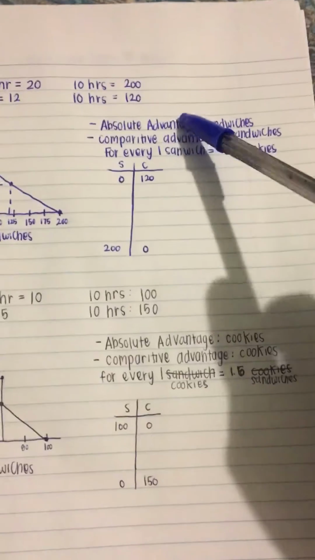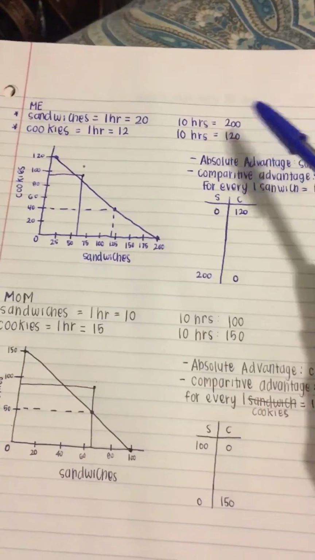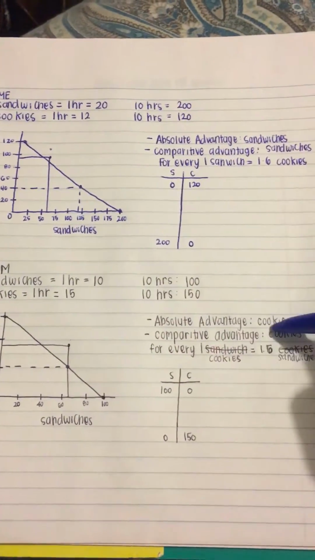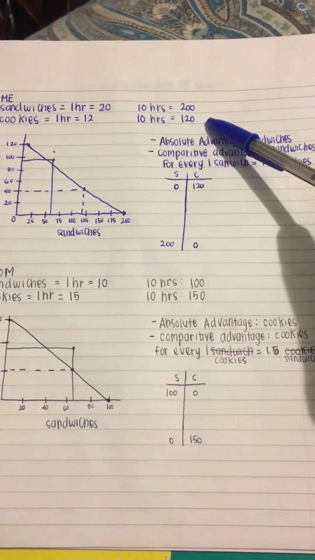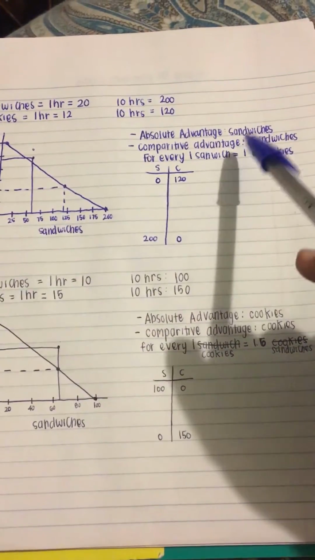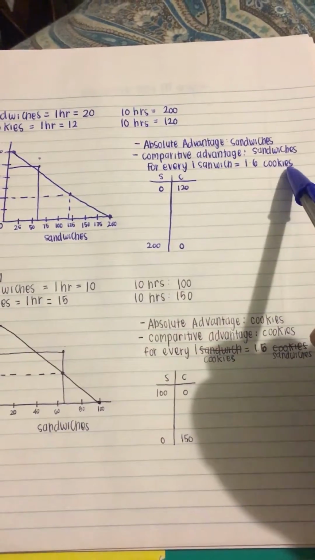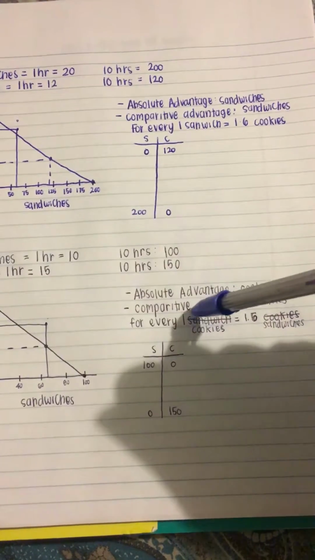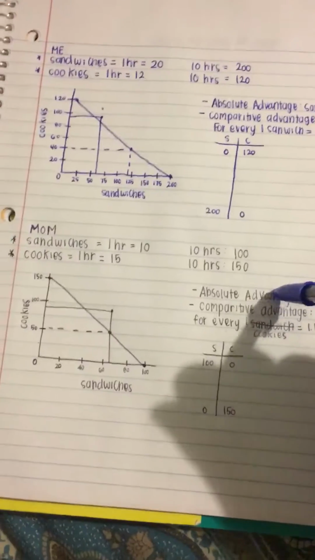As far as our absolute advantage goes, mine would be sandwiches because I can make 200 sandwiches, whereas my mom can only make 100 sandwiches. And her absolute advantage is cookies because she can make 150 cookies, whereas I can only make 120 cookies. For a comparative advantage, mine would still be sandwiches because for every one sandwich I can only do 1.6 cookies, and hers would be cookies because for every one cookie she can only make 1.6 sandwiches.